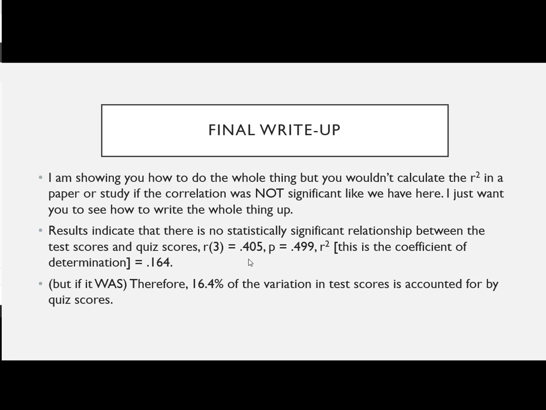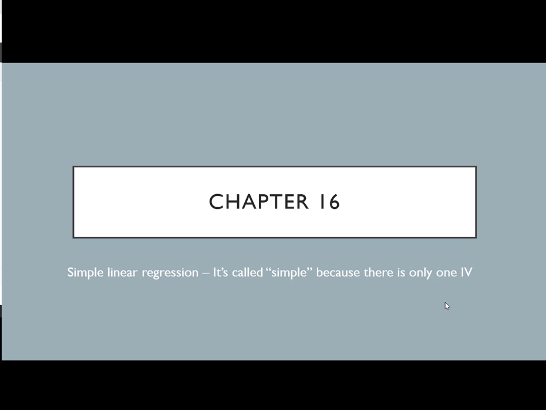R of 3 is equal to 0.405, P is equal to 0.499, R squared, coefficient of determination, is equal to 0.164. If it was, we'd say therefore that 16.4% of the variation in test scores is accounted for by quiz score.